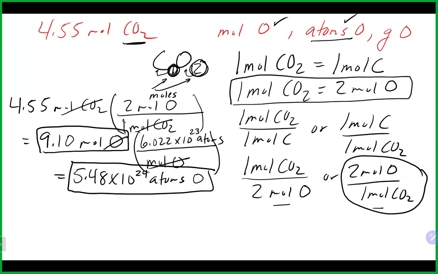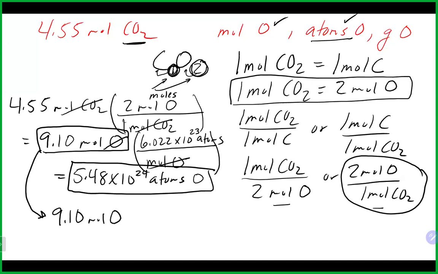Now, for the last question, I want how many grams of oxygen that would be. Which number should I start with in that calculation? These are the moles, right? I want to go moles to grams. I don't want to go backwards and have to undo atoms, right? Since I already have the answer. So since I already have the answer, I want to start with 9.1 moles of oxygen.